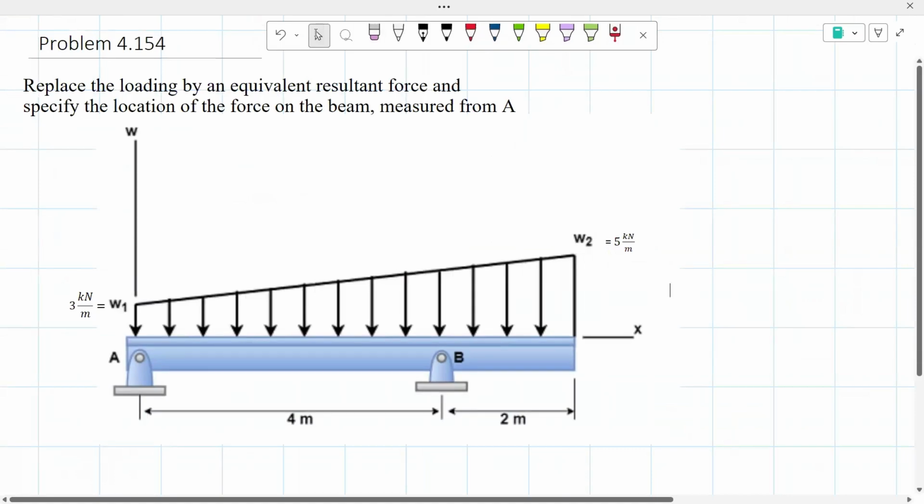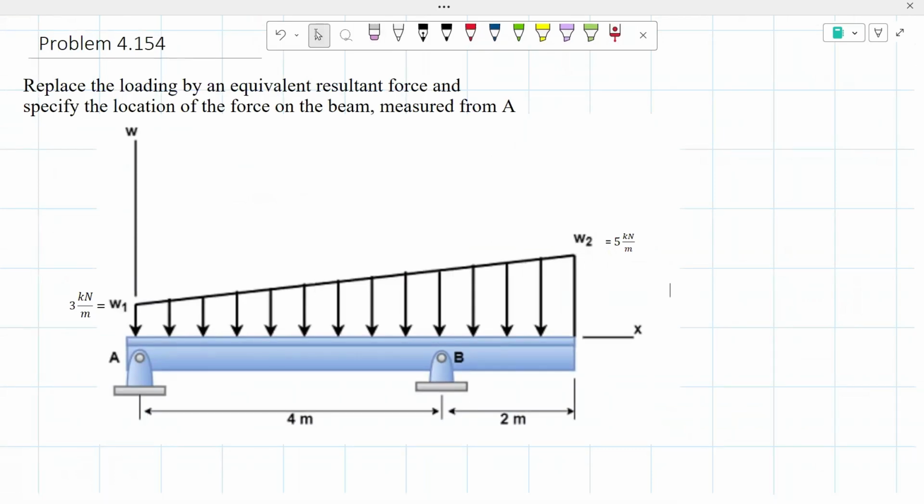Hello everyone, today we're going to be working on problem 4.154, and this problem is asking us to replace the loading by an equivalent resultant force and to specify the location of the force on the beam measured from A. So as you guys could see here, we have a shape that to determine that resultant force, we would basically be using the equation of finding the area of this shape.